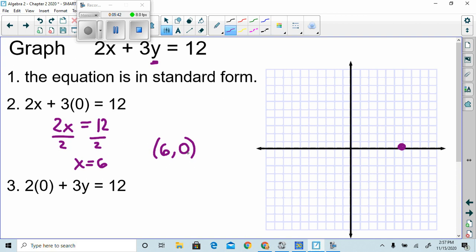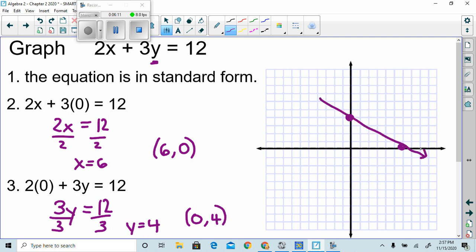Now I want to find my y-intercept, so I'll do the reverse and I'll set x equal to 0. That cancels out that term. I'm left with 3y is equal to 12. One inverse operation, and I get y is equal to 4, which means that I'm going up 1, 2, 3, 4. There's my point, which tells me that coordinate was (0, 4). And again, all I need to do is connect the points.